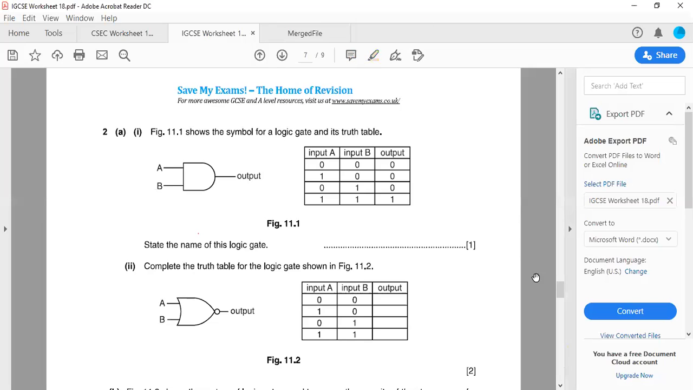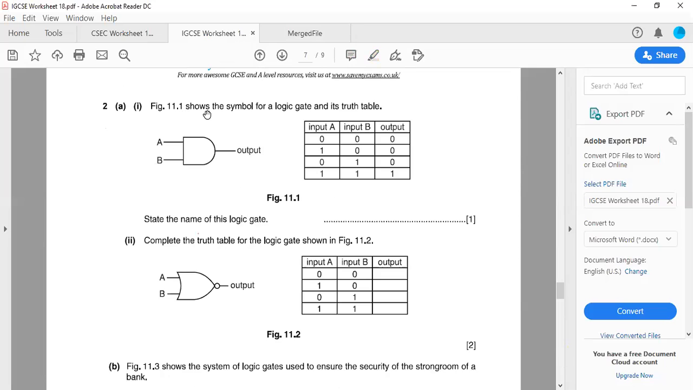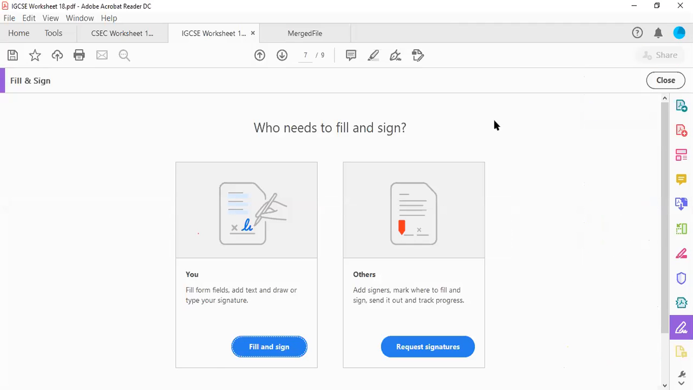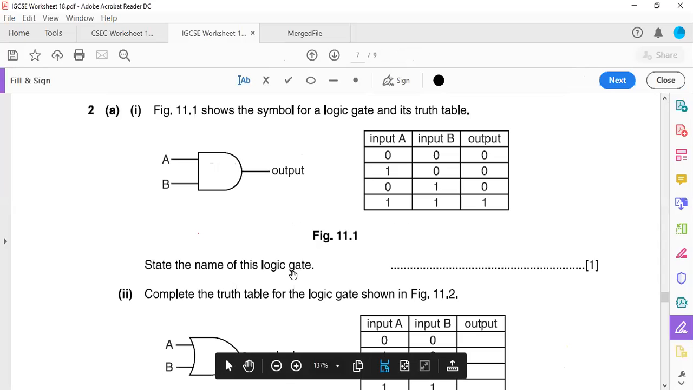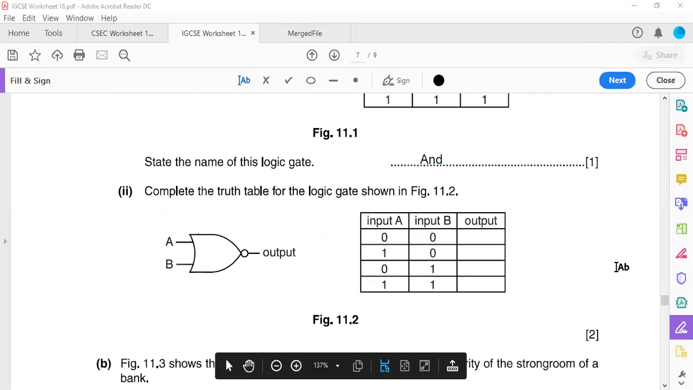Good. So the question here says, in this past paper question, not sure which year it is, but for IGCSE as usual, 2A part 1, they said figure 11.1 shows the symbol of a logic gate and the truth table, which is an AND gate here. Well, they say the name of the gate already, they give you the answer anyway. So this is an AND gate. So your answer is an AND gate here.